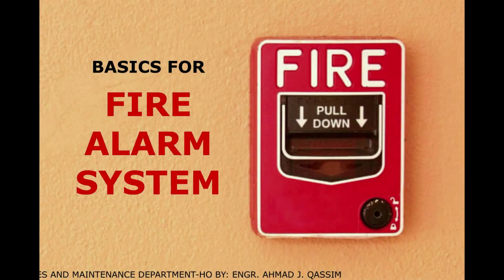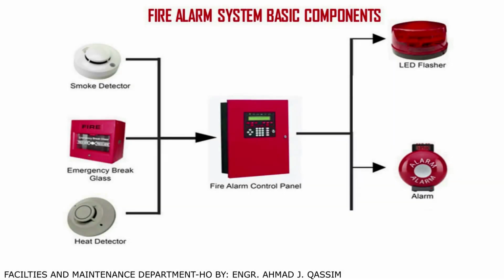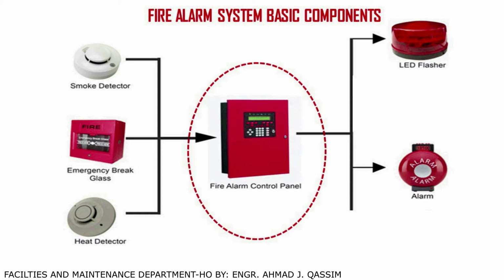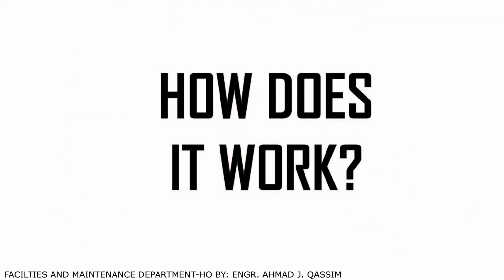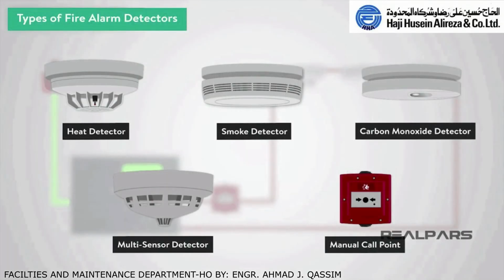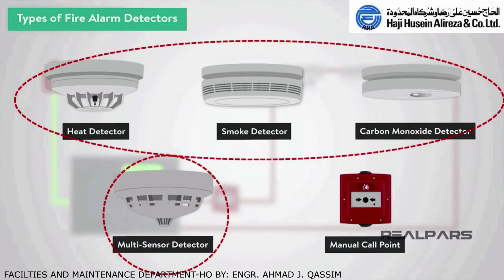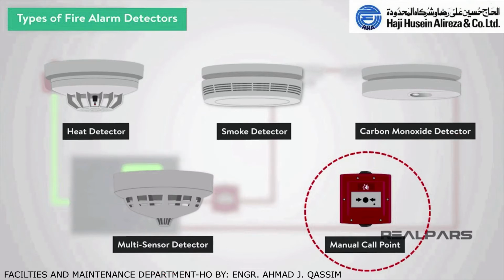Fire alarm system. What are the components of a fire alarm system? It is categorized into three: the main fire panel, the detectors, and the sounders. How does it work? Detectors come in different kinds, depending on the requirements of the area, but they work either automatically or manually, meaning with human intervention.